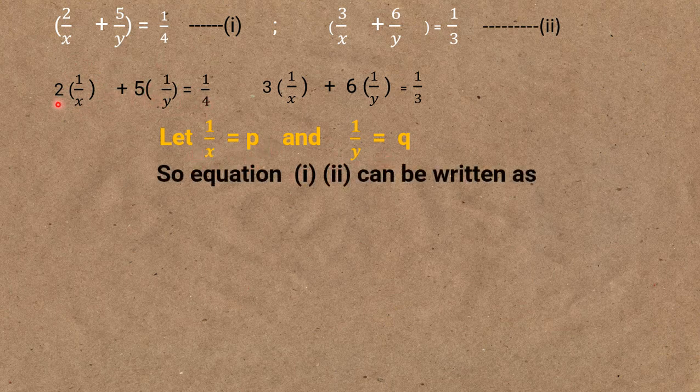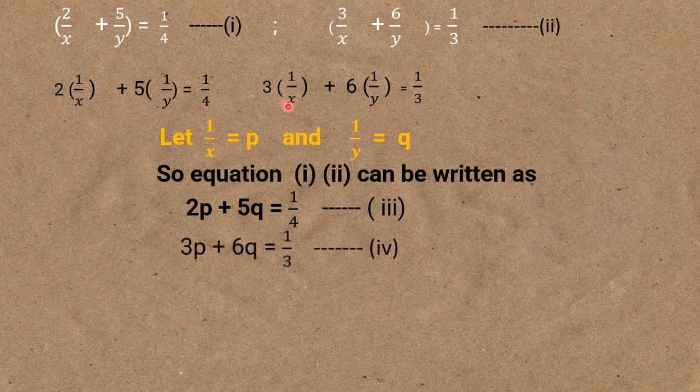So these equations can now be written as 2p plus 5q equals 1 by 4, and 3p plus 6q equals 1 by 3. Again, for the quantities on the right hand side of equations 3 and 4, equation 3 is multiplied by 4 and equation 4 is multiplied by 3. As these are the denominators, they will be multiplied to the left hand side of equations 3 and 4 here.